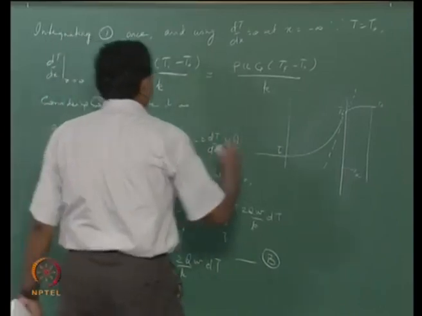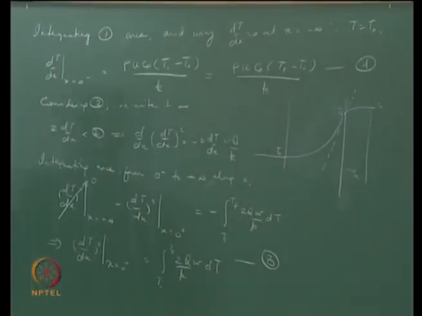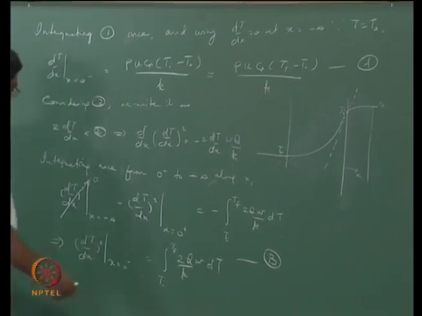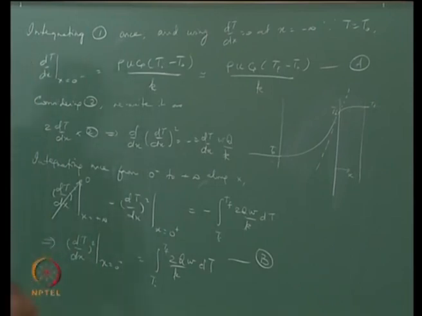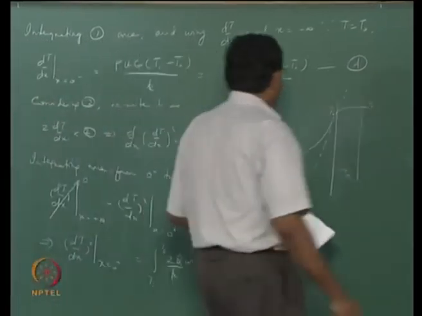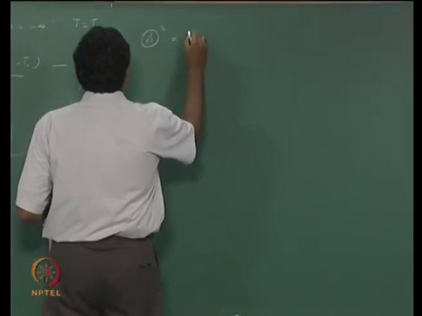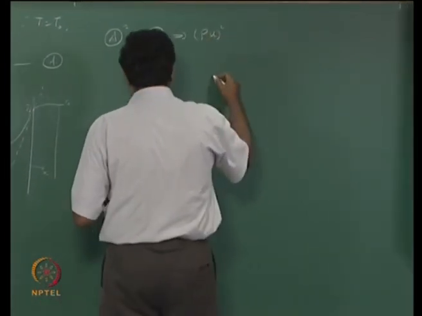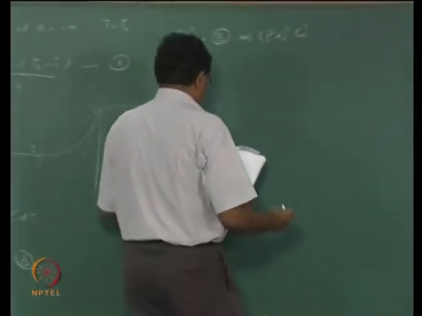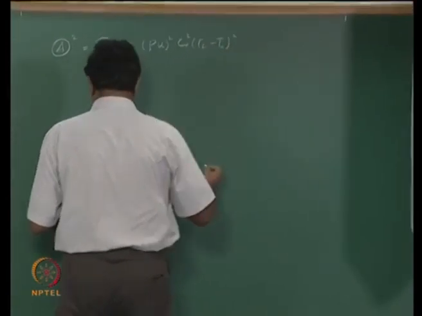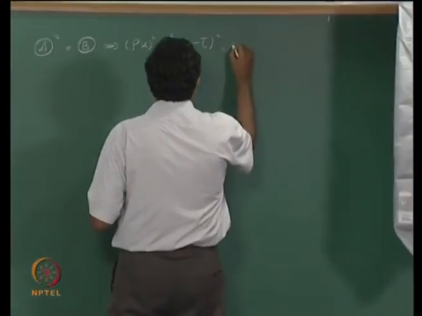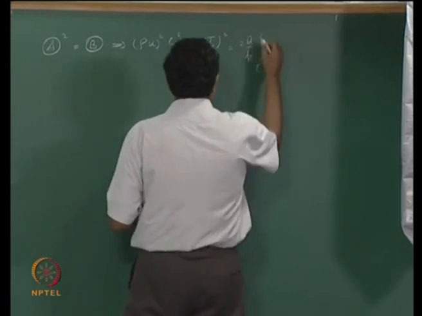So let's call this B versus let's call that capital A, and we now want to equate A and B. Except A is the derivative at x equals 0 minus, whereas B is the square of the derivative at x equals 0 plus. So we have to equate this with the square of that. So A squared equals B, which implies we now say (rho u) the whole squared Cp squared, see how I am squaring things. The rho u indicates the mass flux, so you want to keep it together. Cp squared (Tf minus T naught) the whole squared divided by k squared is equal to 2q divided by k times the integral from Ti to Tf.